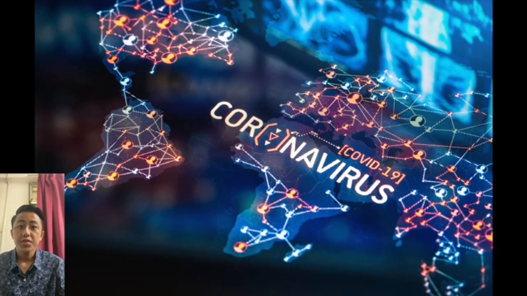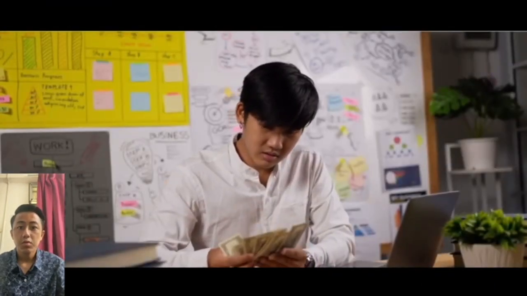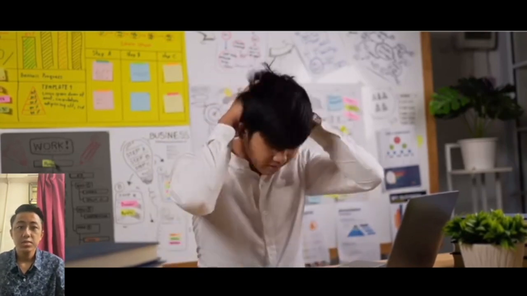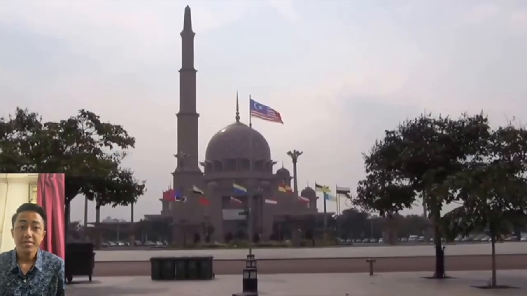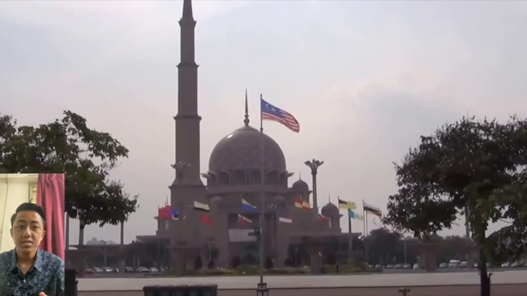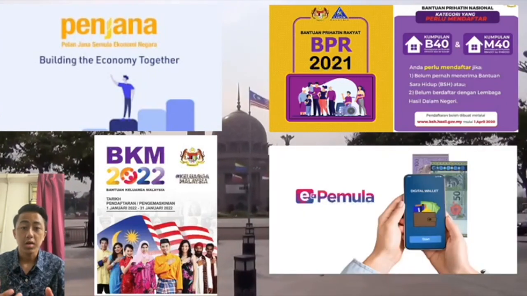On to the last solution to the issue in Malaysia. COVID-19 has impacted almost all of us, especially in terms of financial constraints. Consumer spending, also called household consumption, is one of the components of GDP. As consumer spending decreases, GDP will decrease as well. Thus, in order to overcome this issue, the government has introduced a bunch of financial incentives, specifically Imej Perkasa, BPR, BKM, and the latest one was e-Pemula.